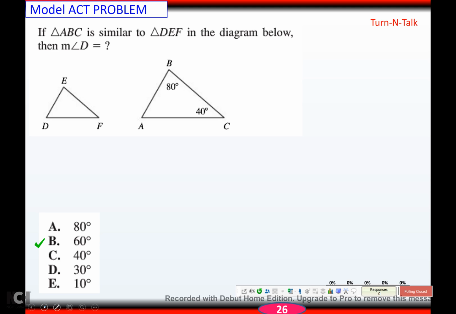Alright, if ABC is similar to DEF in the diagram below, then the measure of angle D is the same as the measure of angle A. Well, if these two add up to 120, 180 take away 120 leaves 60 degrees, which means that's 60 degrees. Okay?